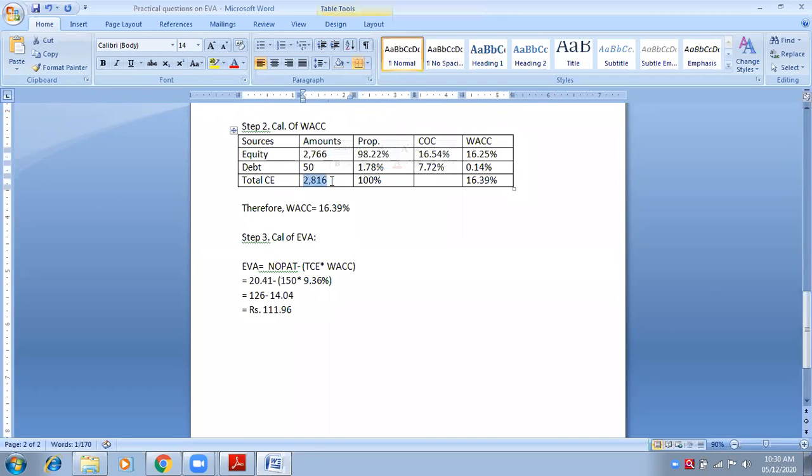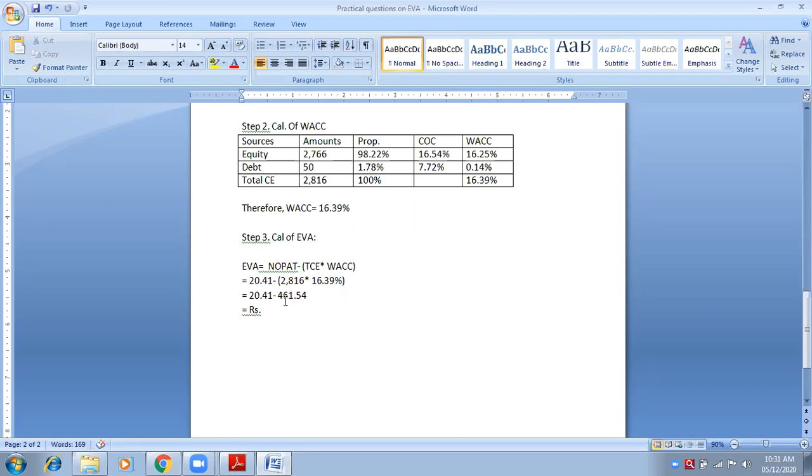2,816 is my capital employed, so I will write here 2,816. What is my WACC? 16.39 percentage. Percentage is very important. So here I will write 20.41 minus, now open the bracket, 2,816 into 16.39 percentage. Tell me. 2,816 into 16.39 percentage is 461.54.